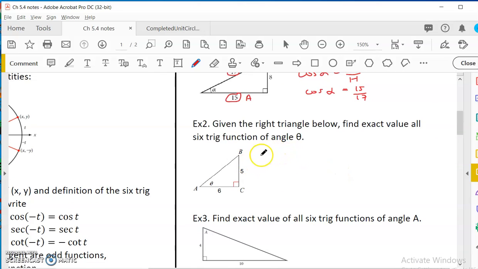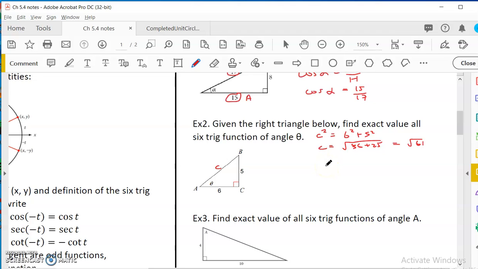So if that is the case, what can we say? Let's label all the O and H first. So now H is not given. So the first step we do is actually find out what C is. By Pythagorean theorem, C squared is equal to 6 squared plus 5 squared, right? C would equal the square root of 36 plus 25. So that would be square root of 61, which is already simplified.